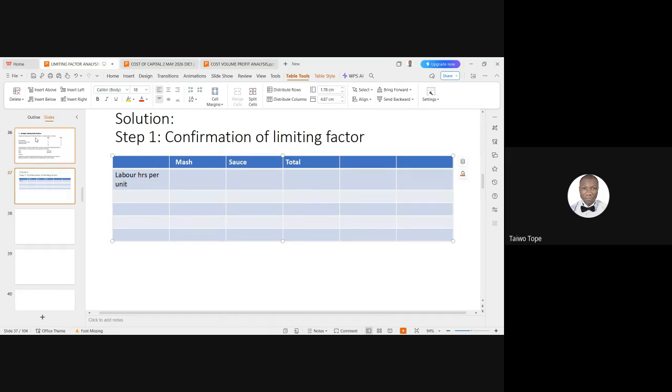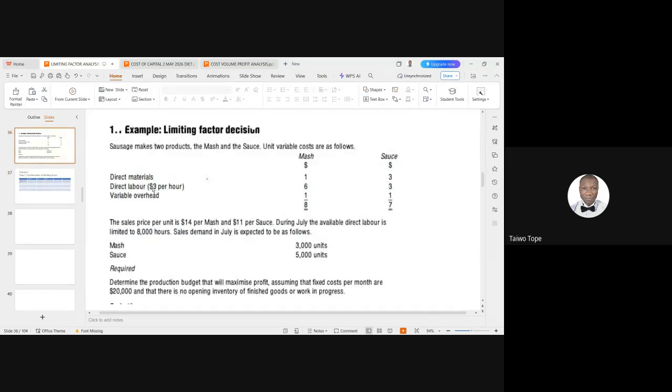Labor hours per unit. Let's go back to the question to analyze that. See this: $3 per hour. $6 here. See the measurement value on it, dollar. It shows that this is dollar. If this is not dollar, they will tell you direct labor hour per unit. So direct labor in bracket is $3 per hour. Overall, here you have 6. It shows that you incur $6 as the labor rate.